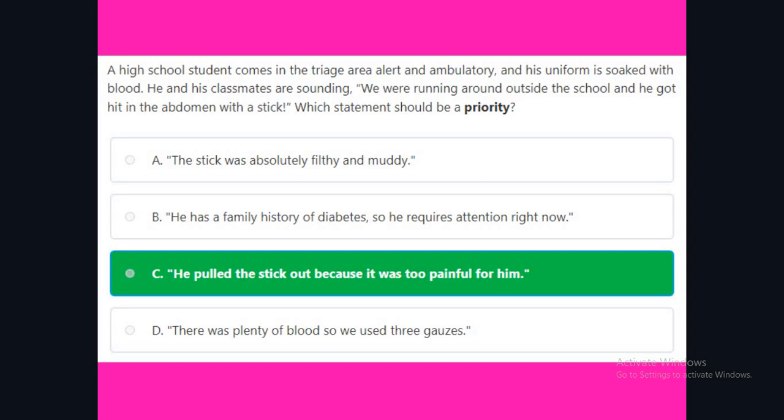The stick was absolutely filthy and muddy. He has a family history of diabetes, so he requires attention right now. He pulled the stick out because it was too painful for him. There was plenty of blood, so we used 3 gauze.